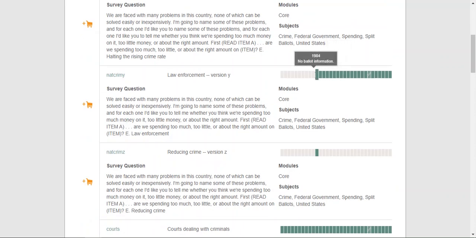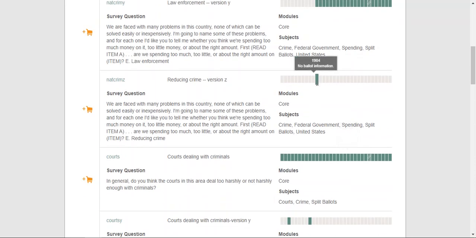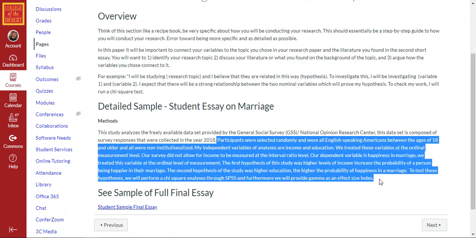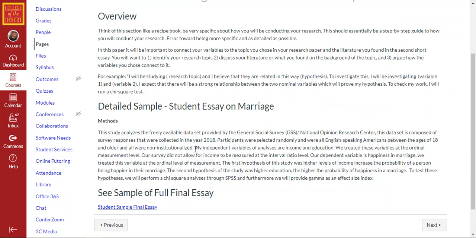You don't necessarily need to say. Some of these were collected at a bunch of years. All the years are always up here. For instance, this one down here was only collected in 1984, so something like that. Participants were selected randomly, all English-speaking Americans aged 18 and older, and were non-institutionalized. So she was interested in marriage, and her independent variables of analysis were income and education.